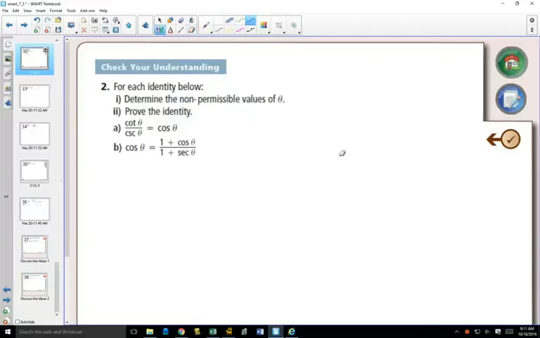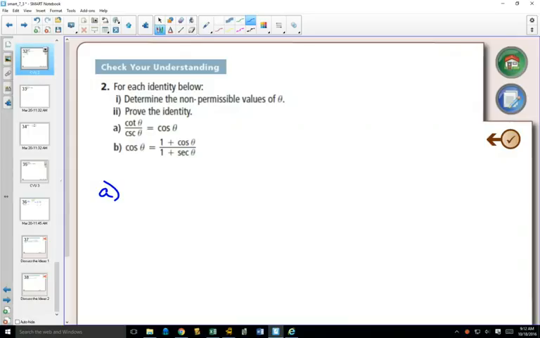So to start off with, we are going to look at non-permissible values for each of these. In A, if we're going to have non-permissible values, what we're looking for is things that are not possible. So we can't divide by 0. We can't take the square root of a negative. Those are two main things that we learn that are not possible.